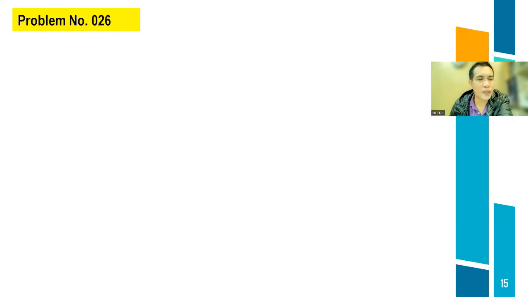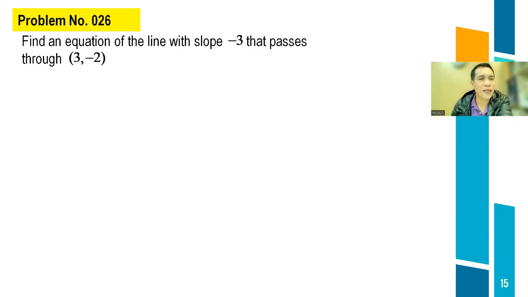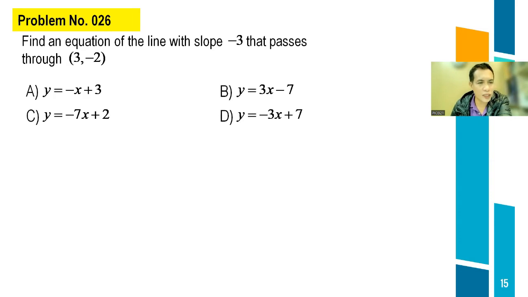Problem number 26. Find an equation of the line with slope negative 3 that passes through the point (3, negative 2). All right, for the choices, letter A, y is equal to negative x plus 3. B, y is equal to 3x minus 7. C, y is equal to negative 7x plus 2. D, y is equal to negative 3x plus 7.